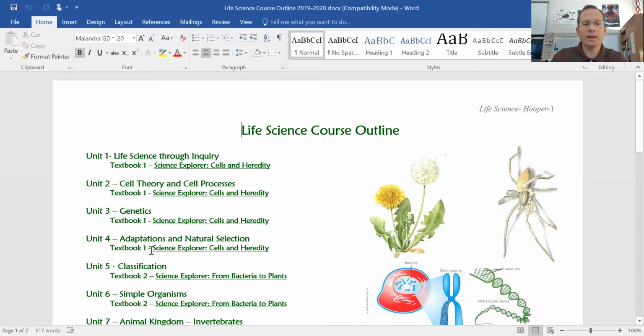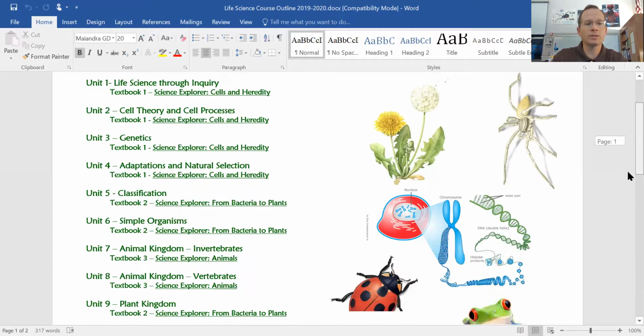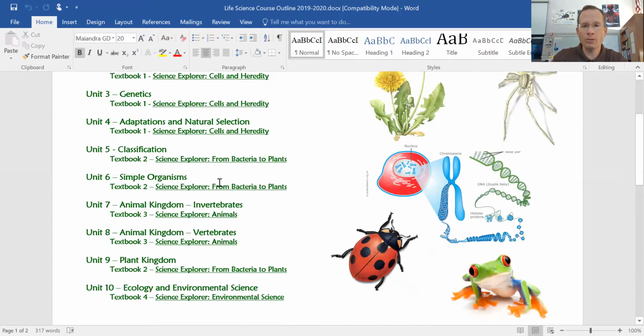We then move into adaptations and natural selection. How are organisms well suited to their environment? Like what features do they have that help them to survive? Natural selection is Darwin and his theory. Classification is an important small unit, but it sort of sets the table for what's to come. Classification is about naming and putting organisms into groups, because then what we do is actually do a survey of pretty much all of life.